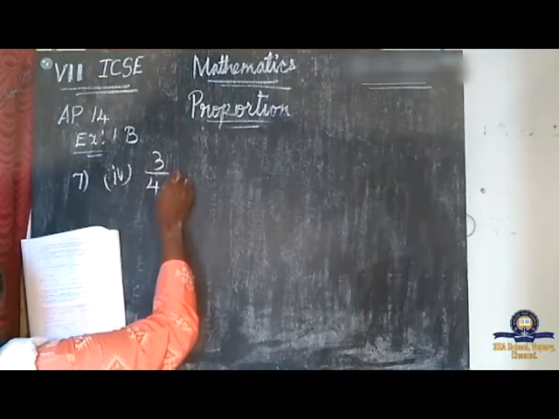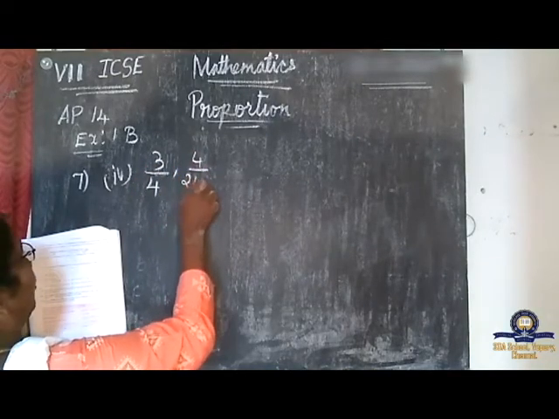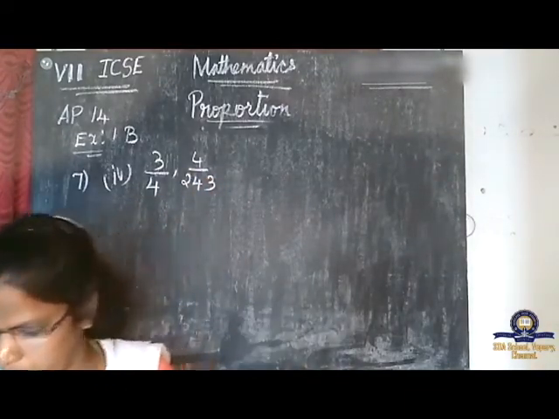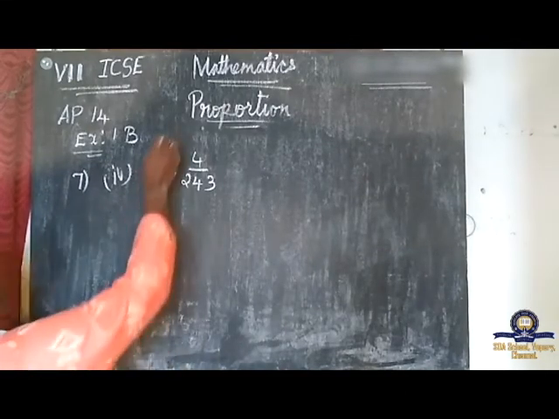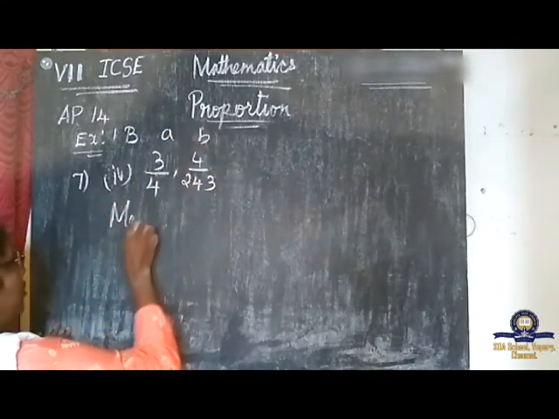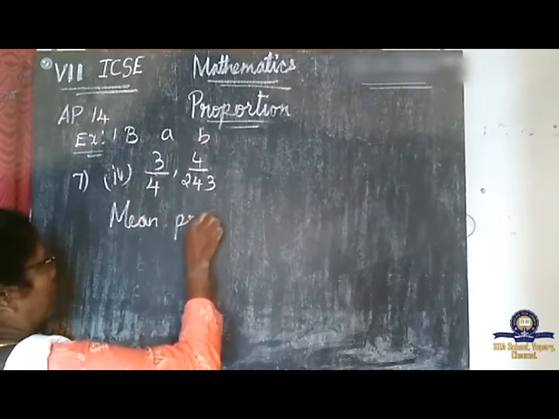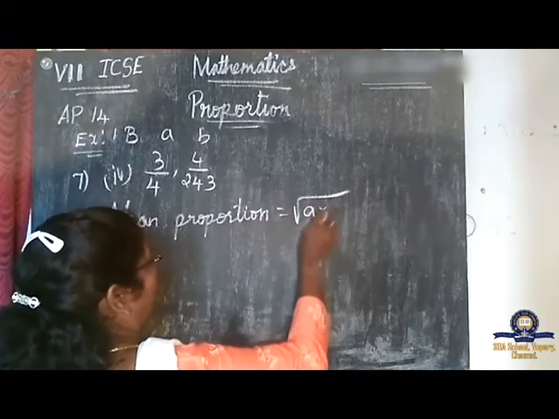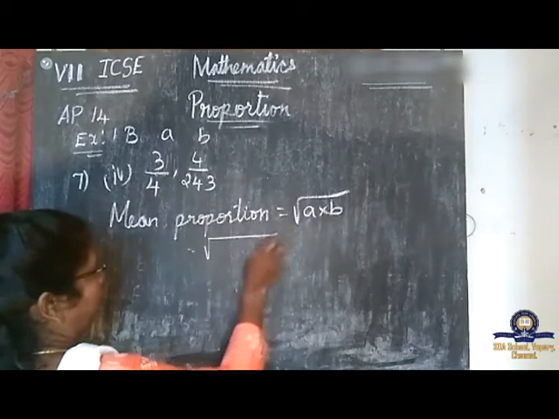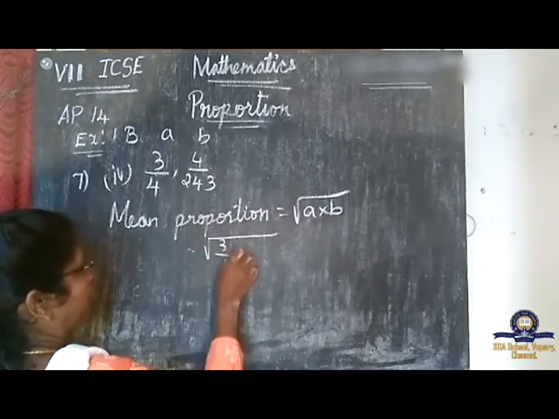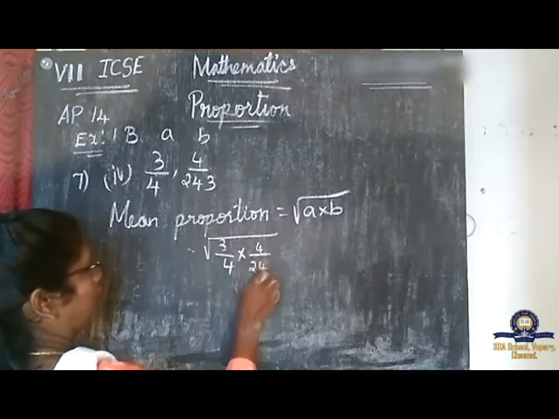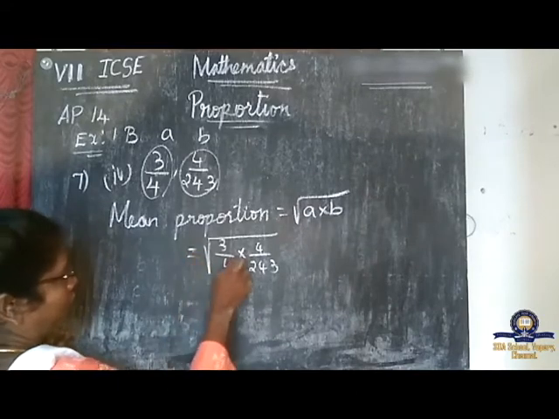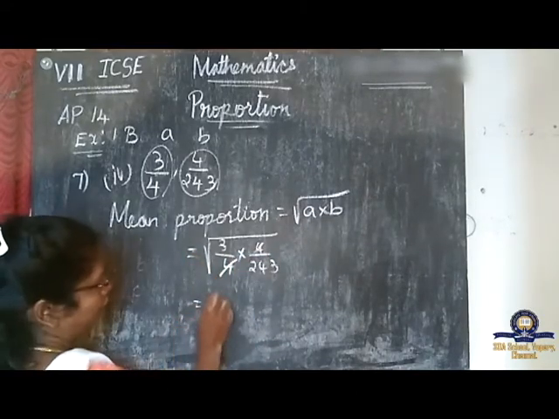3 by 4, comma 4 by 243. Mean proportion means what? This is A, this is B. How to find it out? Mean proportion is equal to root of A into B. What is A? 3 by 4 into 4 by 243. This whole thing I am taking as A, this as B. Square root. 4 and 4 cancel. Now what is left out?